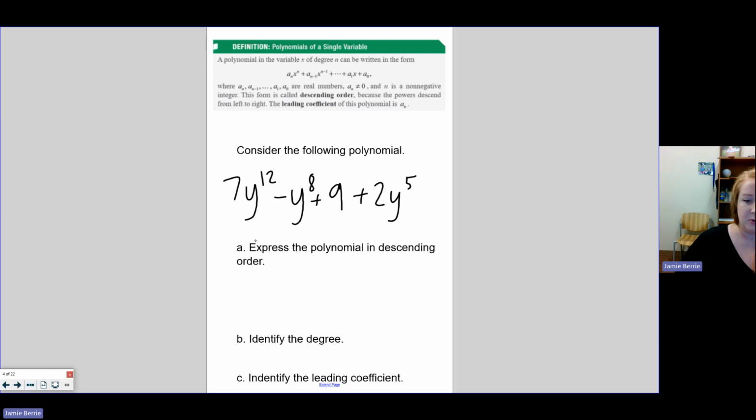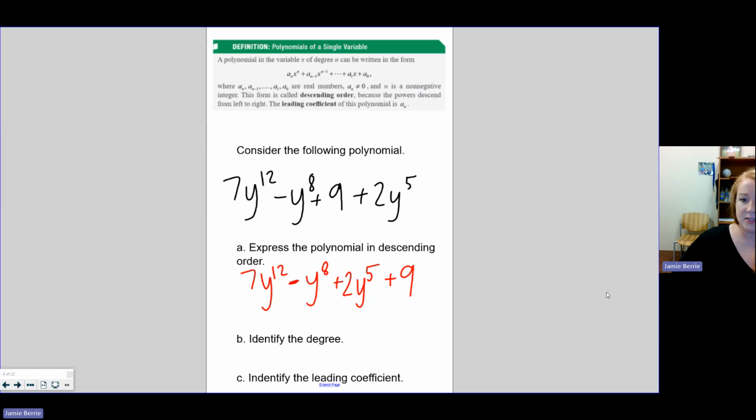So highest exponent, that's that 7y to the 12th. Notice how I'm keeping everything together. The 7 stays with the y, which stays with the exponent of 12. Minus y to the 8th, so that one's in the correct order. But then this 9 is in the wrong place, so it needs to go to the end because that's the constant term. So then we're going to do plus 2y to the 5th plus 9. Just make sure you can tell that's a minus.